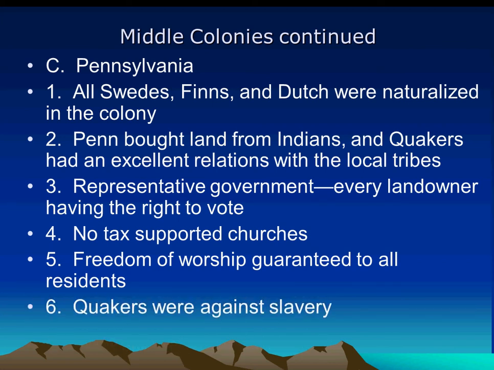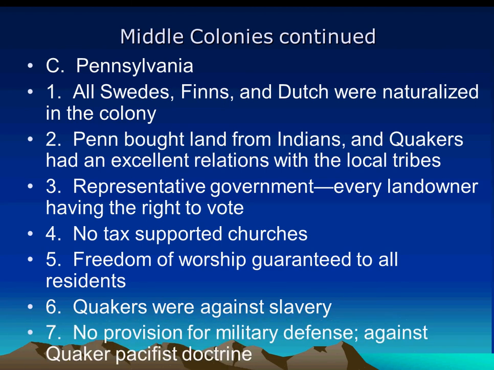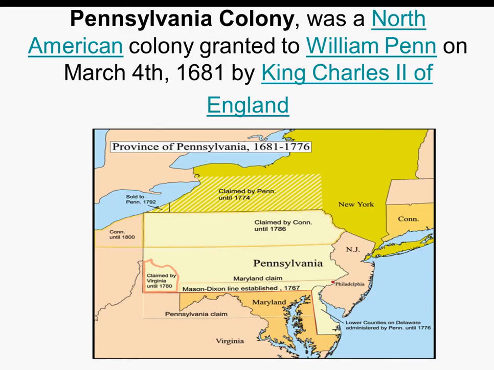Quakers were opposed to slavery. In fact, they will lead the fight to end slavery in America. They made no provision for military defense because they believed in a pacifist doctrine. This shows Pennsylvania and the land grant.